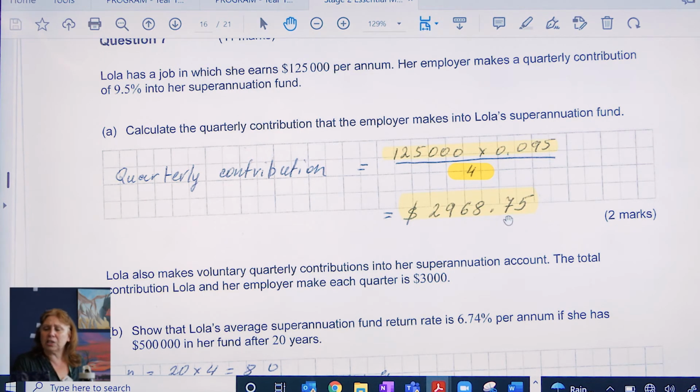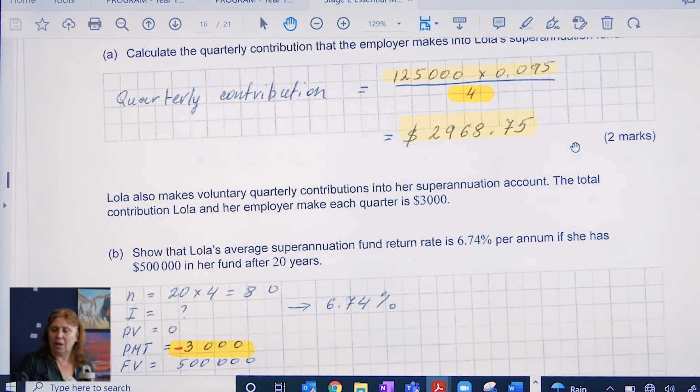Yeah, the first question is 2 marks: calculate the quarterly contribution, okay? So this divided by 4. Some students are dividing by 2. I don't know why. So this divided by 4 is 1 mark, and of course you just multiply. And the conversion, actually, it all goes together, like this is in decimals, the percentage in decimals.